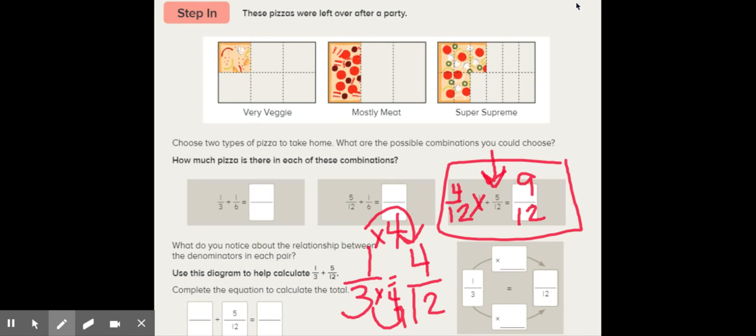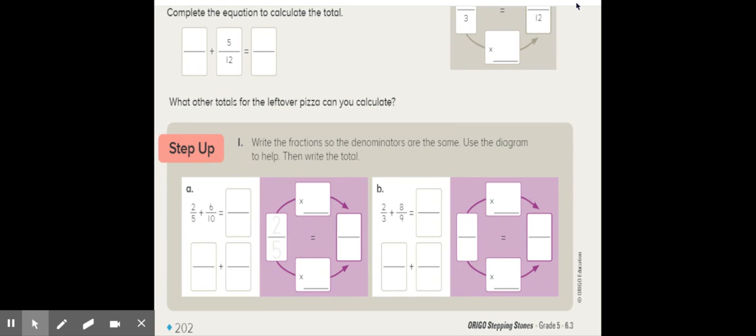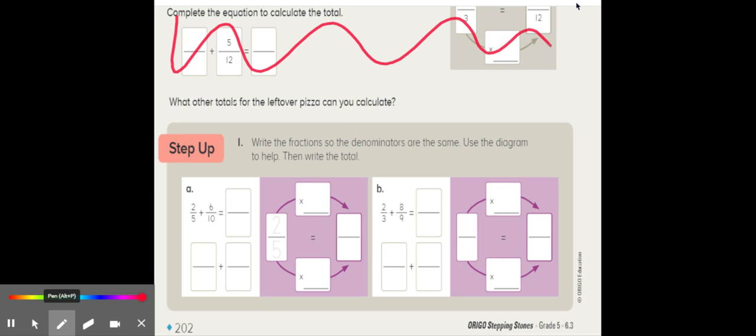All right, so we have gotten all these combinations. We're ready to look at the next page. How do we get to the next page? There we go. Okay, so this page is a little distorted, but I think you can still read it. And we're not really using the stuff up here, we're just looking at the step up. So write the fractions so the denominators are the same. Use the diagram, then write your total.